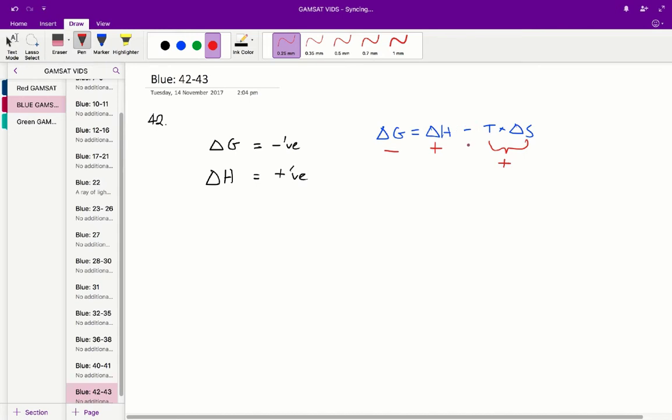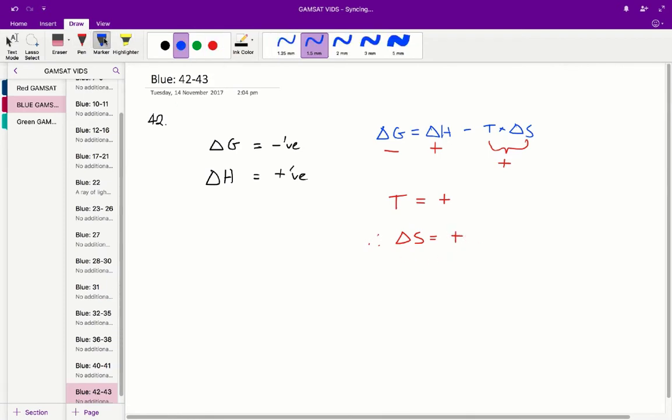Since we also know that T is a positive number, because the heat is very high and therefore the temperature is very high, we can say that change in S is a positive number. So with this all in mind, with the respective values that we figured out, change in S is positive, we can confidently say that the correct answer for question 42 is A.